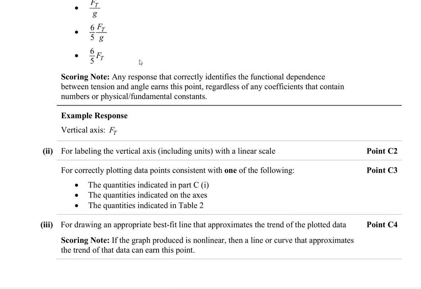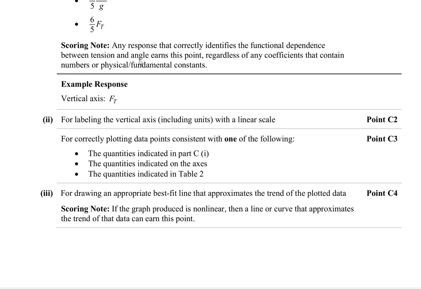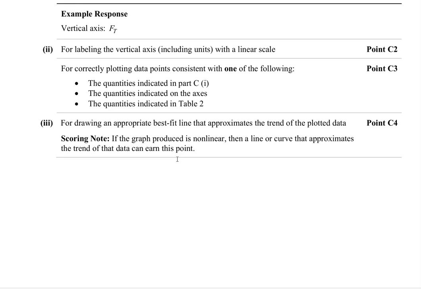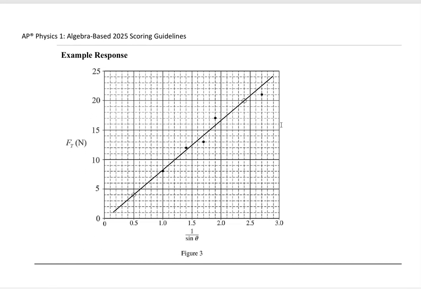Give yourself a point. Now notice, did you include units on the vertical axis? Did you correctly plot one of the following? Quantities indicated in part C. Quantities indicated on the x-axis. Wait, you could have plotted the x-axis correct, but not the y? I don't know. Quantities indicated in table 2. They're trying to give you points. Did you draw a best fit line? Okay, so that's 4 points. I don't understand why you can't get at least 3 out of 4 on this.